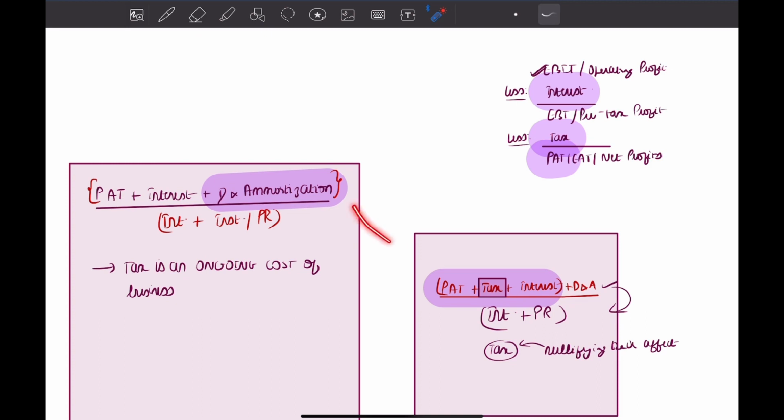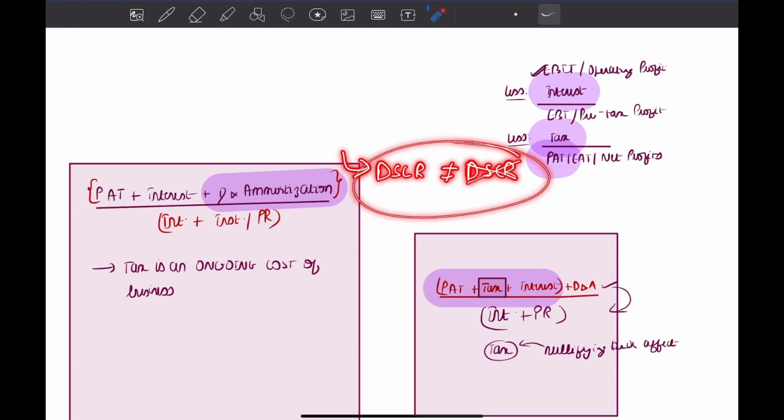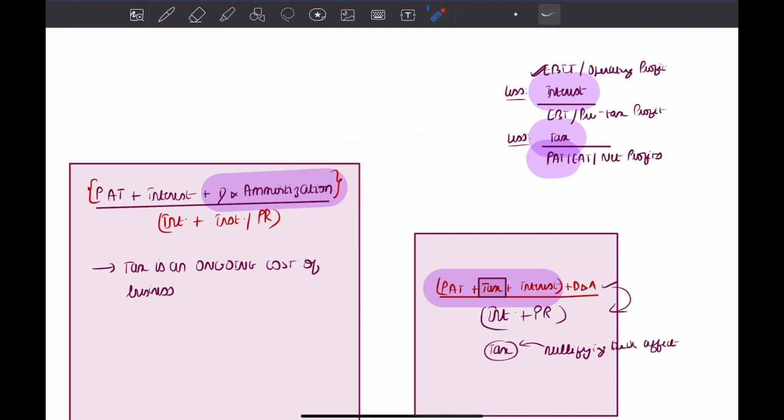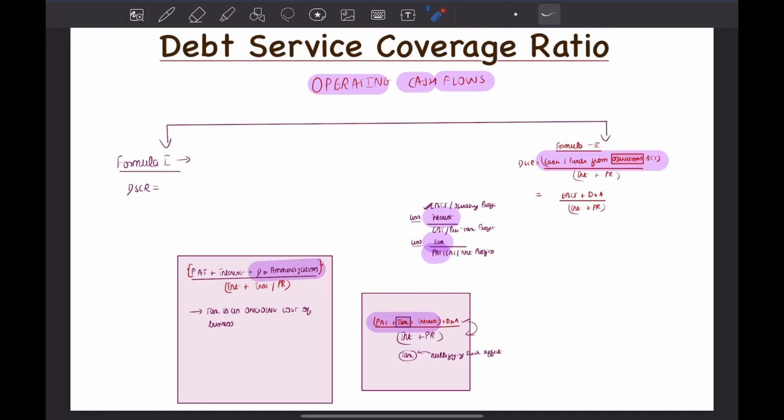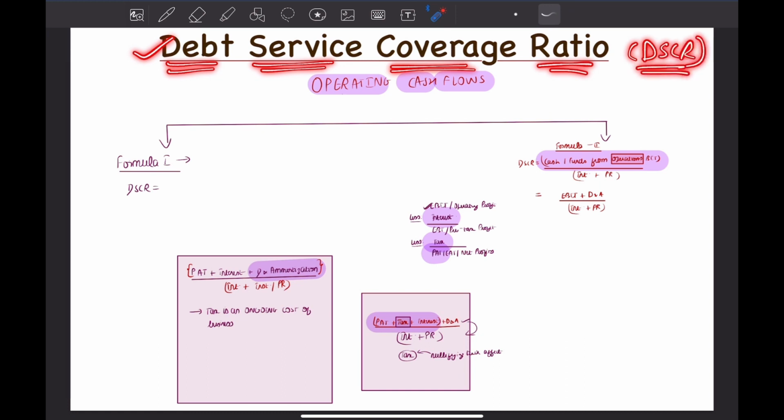Since these two formulas aren't the same, the answers for the DSCR from these two formulas will not be the same. This is one of the most important understandings. So two different approaches, two different formulas, two different answers for the one single ratio, and that is the debt service coverage ratio, popularly known as the DSCR.